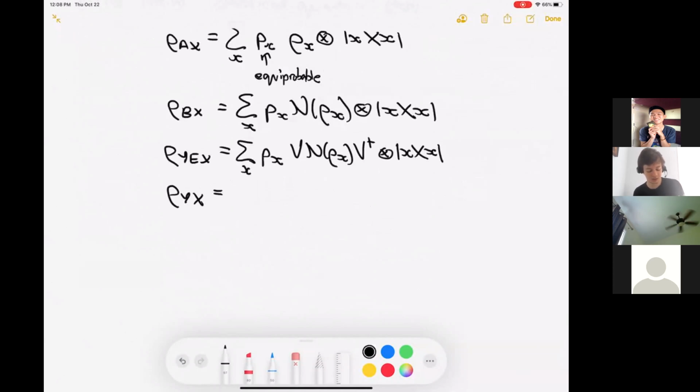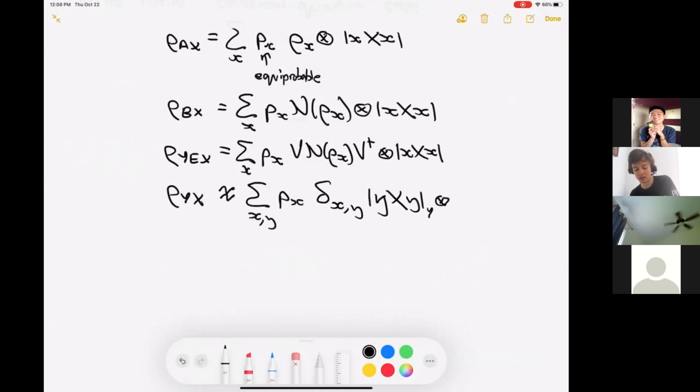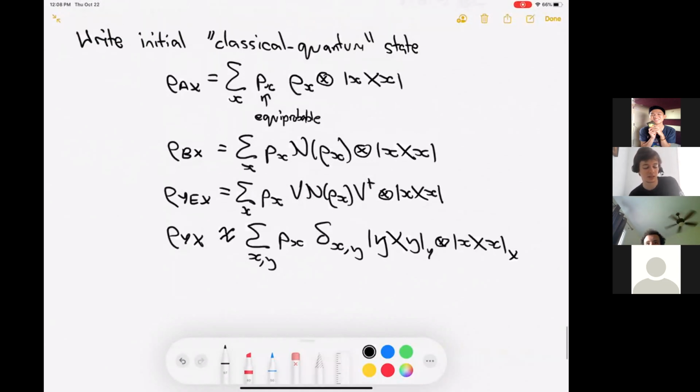And we demand, if the protocol is going to succeed, that this is roughly equal to the sum over x and y of p of x, just a delta xy. So we have x equal to y with high probability, system Y being in state y, and the original thing X still in state x. Okay. So this is just tracking the density matrix through all the different stages. So this is sent from Alice to Bob.